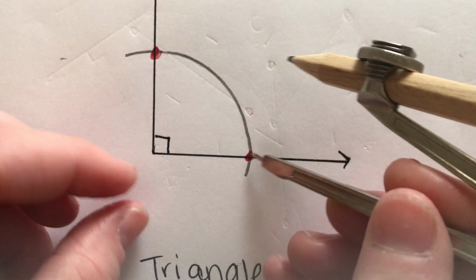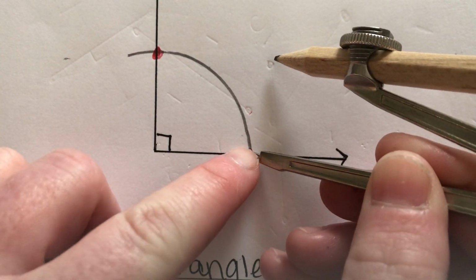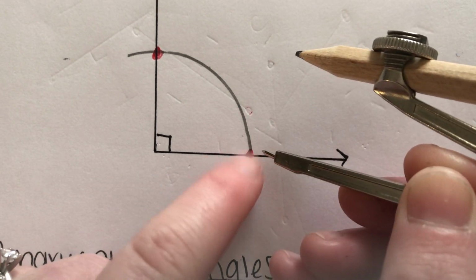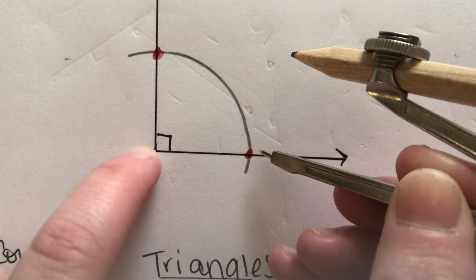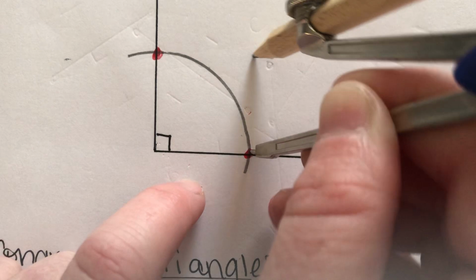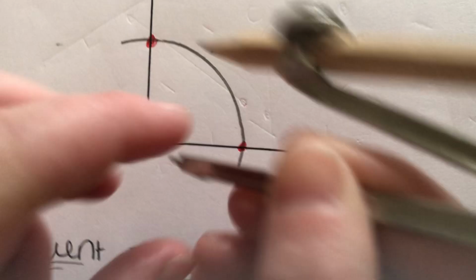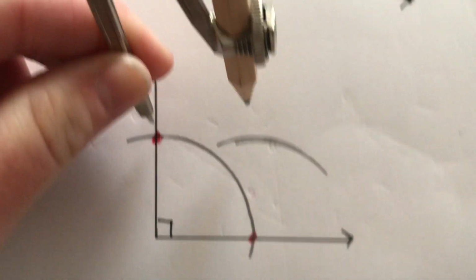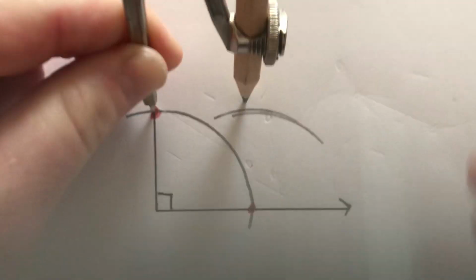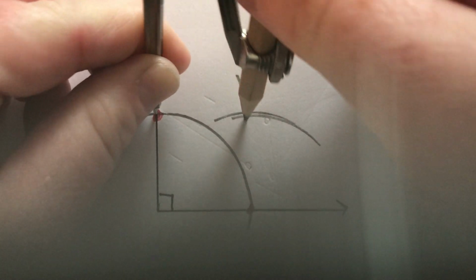Oh, it is. Okay. My mind's playing tricks. Then I put my non-marking endpoint on the new point of intersection instead of on the vertex. Now it's here. And I'm going to create a big arc here. And I'm going to do the same thing on this one. And create a big arc here.